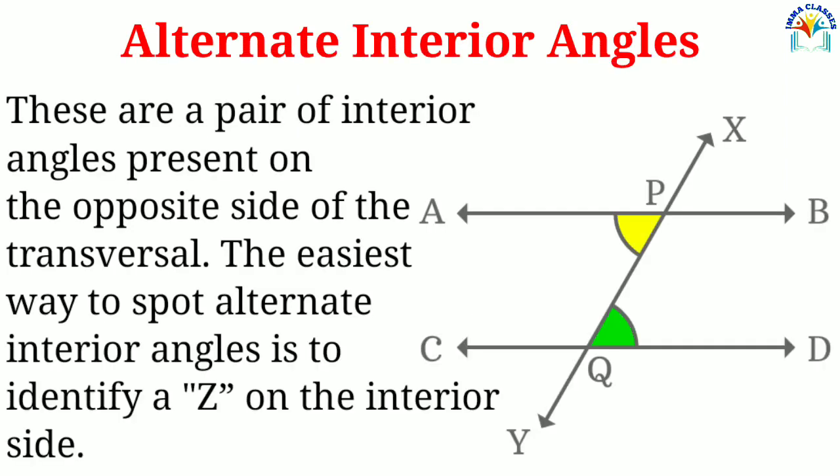Number 1. Alternate interior angles. As you can see in the GIF, there are 4 interior angles present on either side of the transversal. The angle in yellow color and the angle in green color are called alternate interior angles. Also, the angle in blue color and the angle in pink color are called alternate interior angles. The interesting fact is that the alternate interior angles are equal in measure.